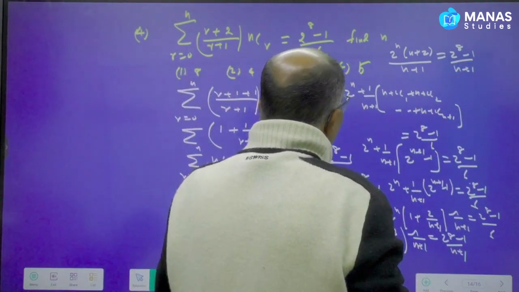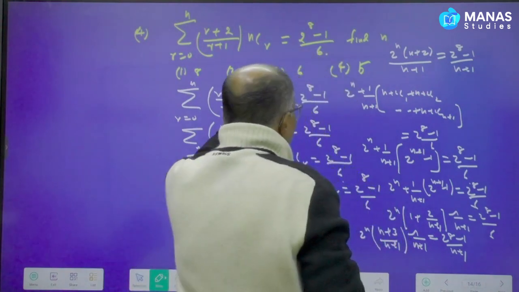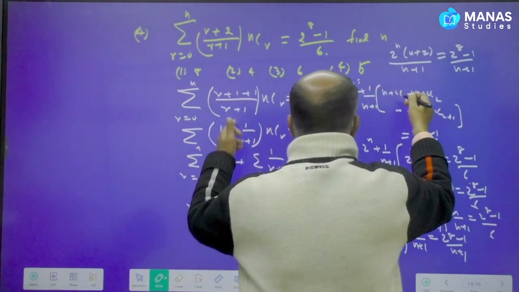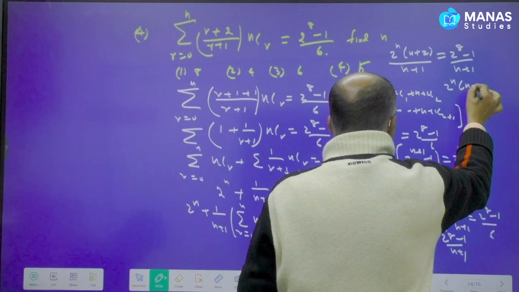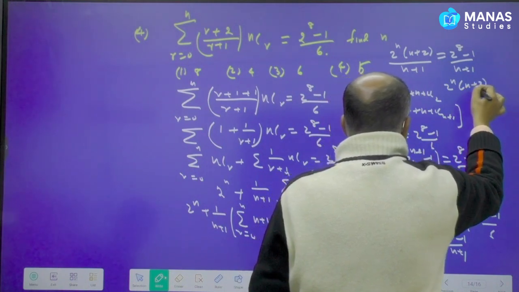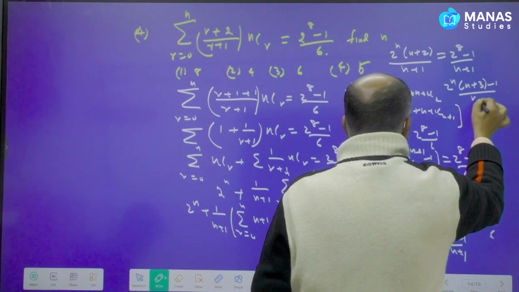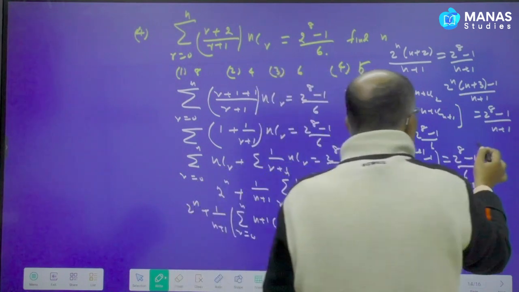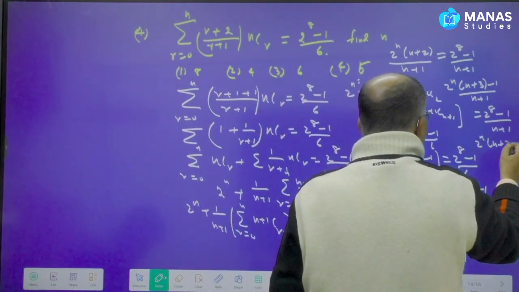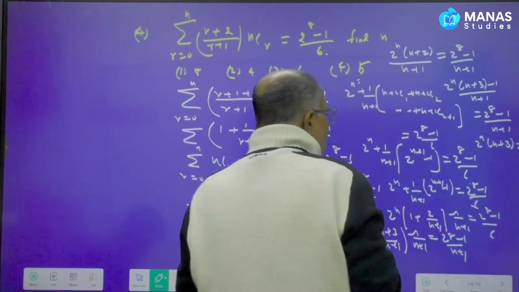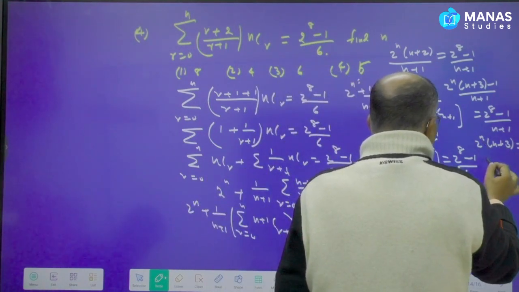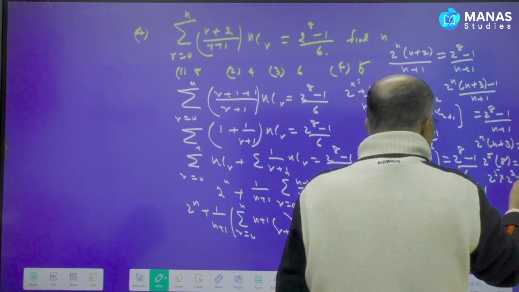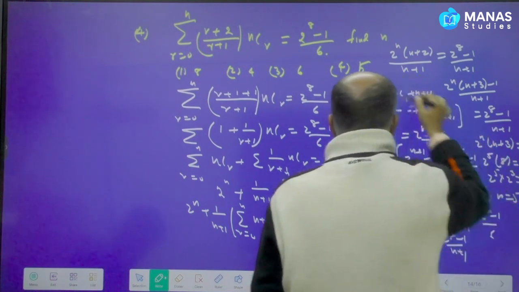When you put n is equal to 5, we get 2 power n into (n plus 3) divided by (n plus 1) minus 1 divided by (n plus 1) equal to 2 power 8 minus 1 by (n plus 1). So 2 power n into (n plus 3) equal to 2 power 8. When you put n is equal to 5, we get 2 power 5 into 8 equal to 2 power 8. So 2 power 5 into 2 power 3 equal to 2 power 8. So n is equal to 5. So the answer is n is equal to 5.